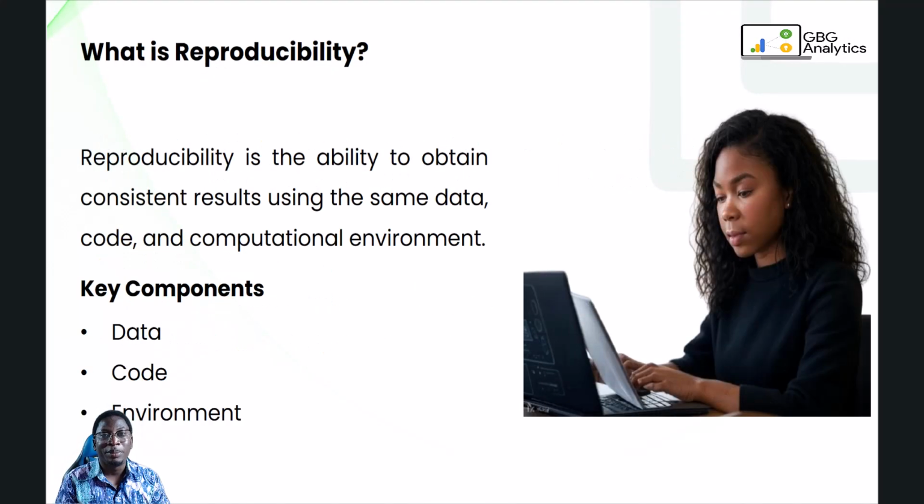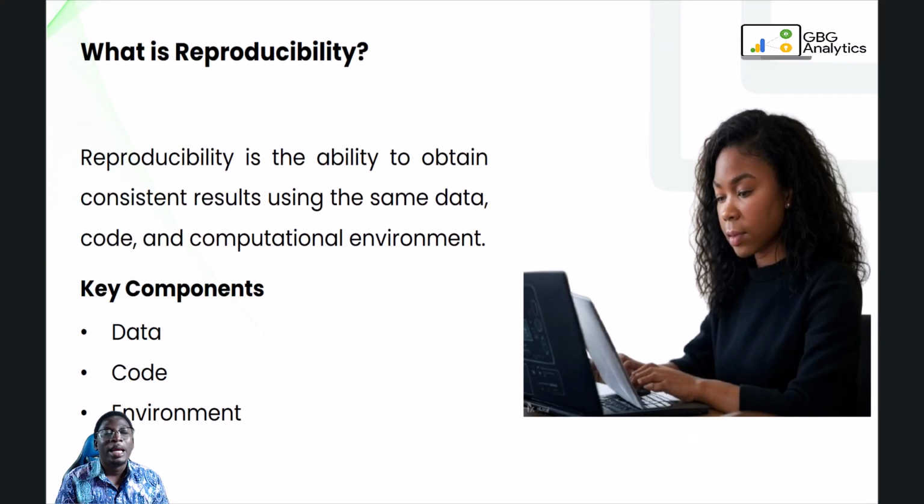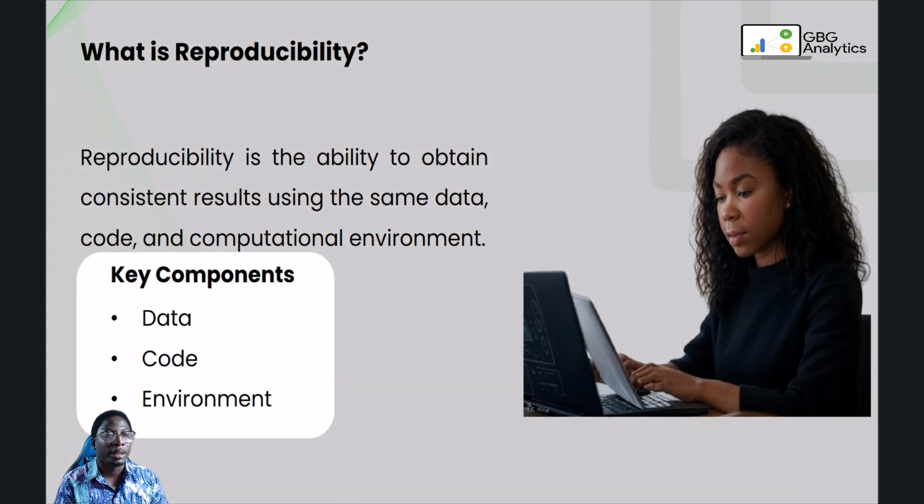What is reproducibility? Reproducibility is the ability to obtain consistent results using the same data, code, and computational environment. It has the following key components: data, code, and environment. For data, the data must be clean of errors, versioned as it evolves, and documented via metadata. The code must be organized into reusable scripts or functions, clearly commented, and tracked with version control.